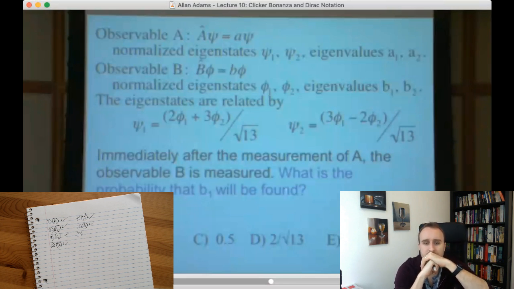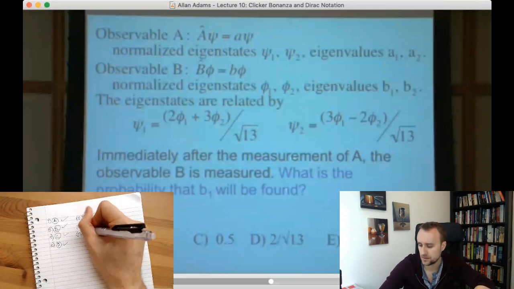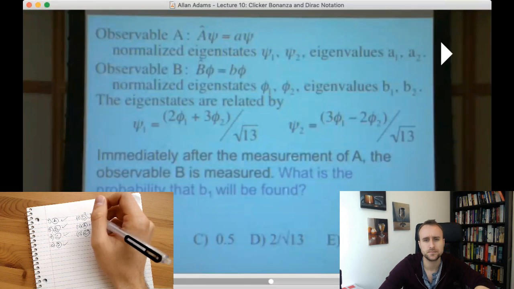I feel like it's going to be C, but maybe I'm not sure of that. I'm just going to put C question mark here. Immediately after this measurement of A, the observable B is measured. What's the probability that B1 is found?